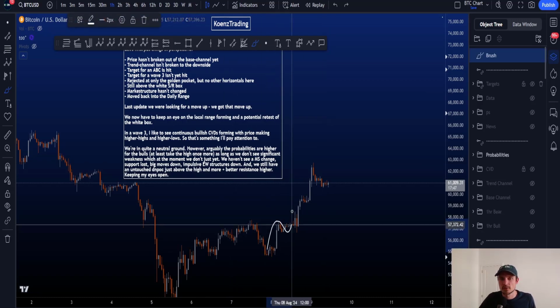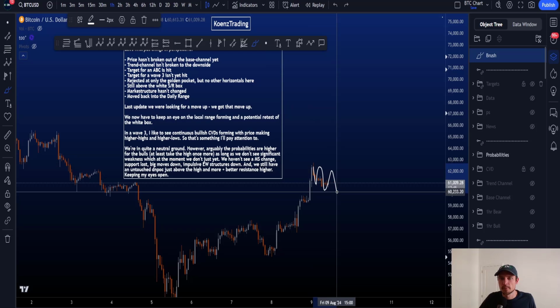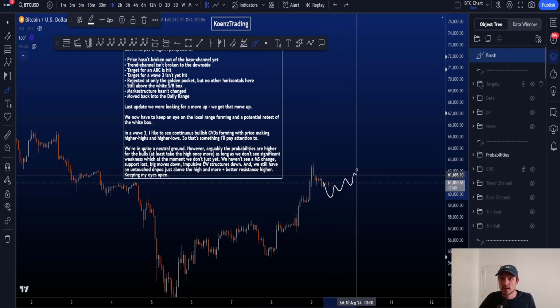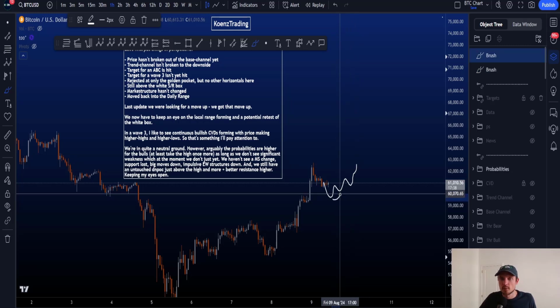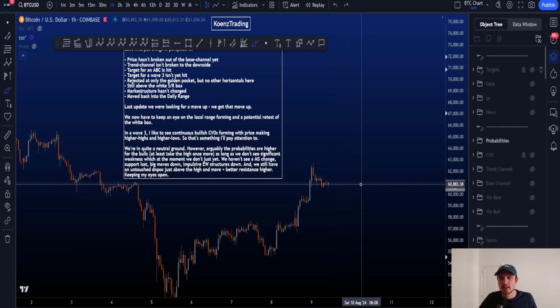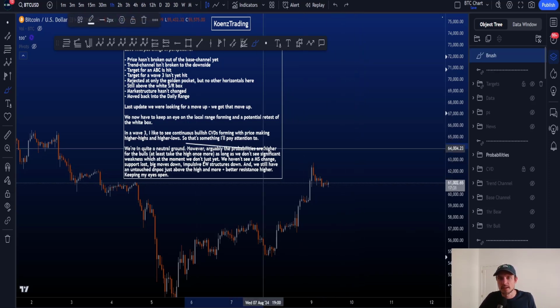I want to see higher lows and higher highs, and when a new range is forming, I like to eventually see price grind back again towards the upside, making higher highs, higher lows with continuous bullish CVDs, and that will increase the probabilities even more to move towards the upside. That is something that I'll pay attention to.